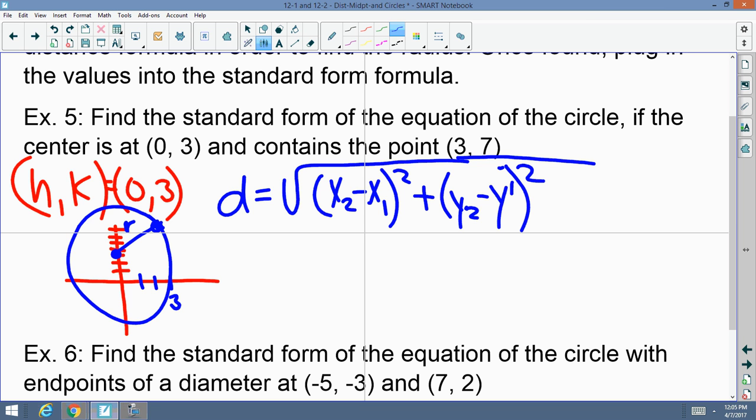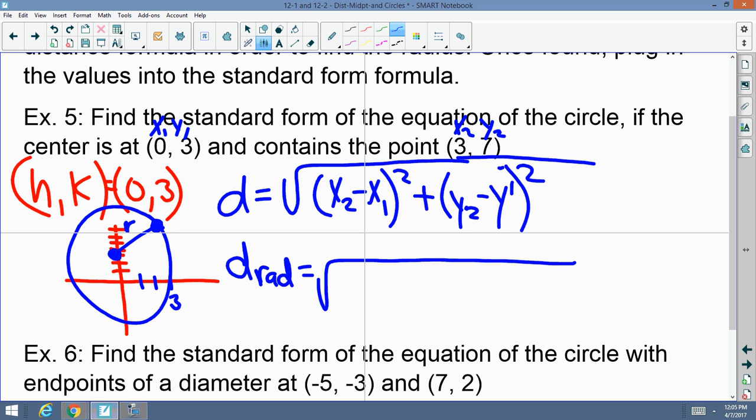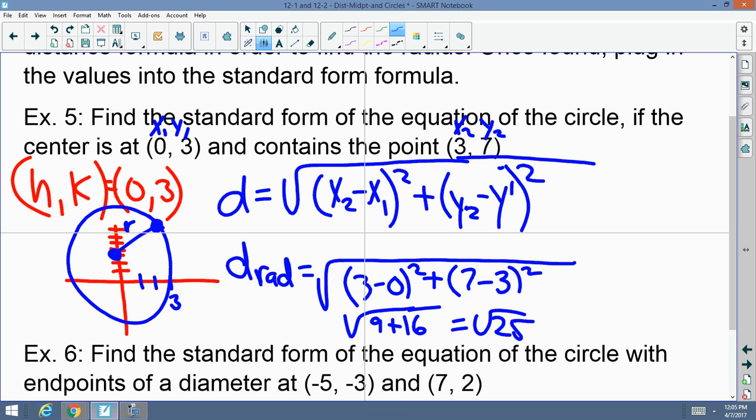Okay, so now we're going to find the distance, guys. And in this particular case, guys, please label. Make your life easy. We're finding the distance of the radius in this case. Because I'm going from the center to the point on the graph. So that's the radius. Label x1, y1, x2, y2. So the square root of x2 minus x1 squared plus y2 minus y1 squared is going to be 9 plus 16, which equals square root of 25, which equals 5, and that is my radius.